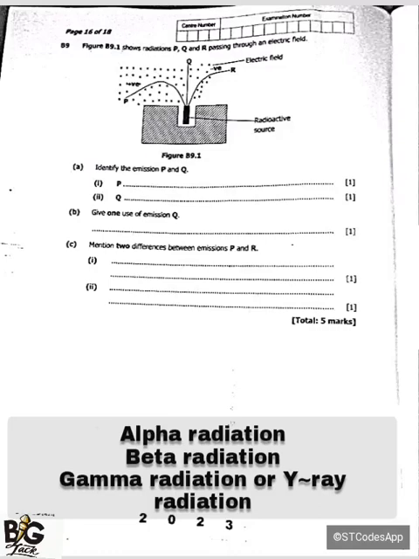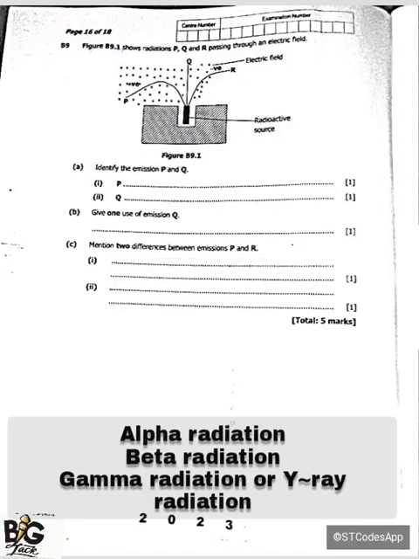like poles or like terminals are going to repel, like positive and positive, they are going to repel, but positive and negative are going to attract. So when the alpha radiation is affected by the electric field, it is going to bend toward the negative charge.